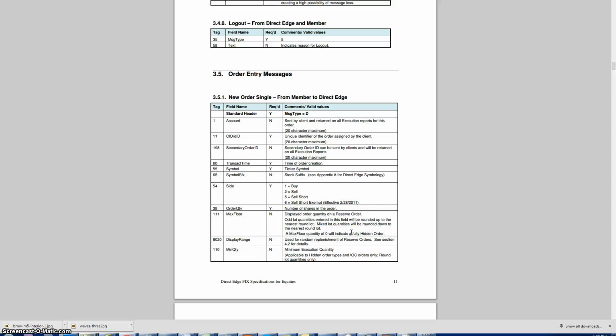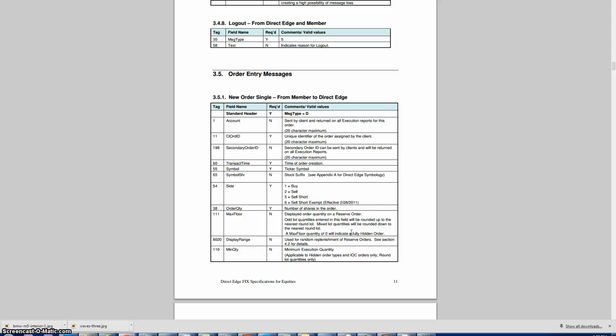Let's see if you got the answer to this correct. So the correct answer is number one, account. So tag one. We want to know who the order is for, right? Number two, we want to look at tag 50, sender sub ID. That can indicate the desk or the trader who actually sent the order.